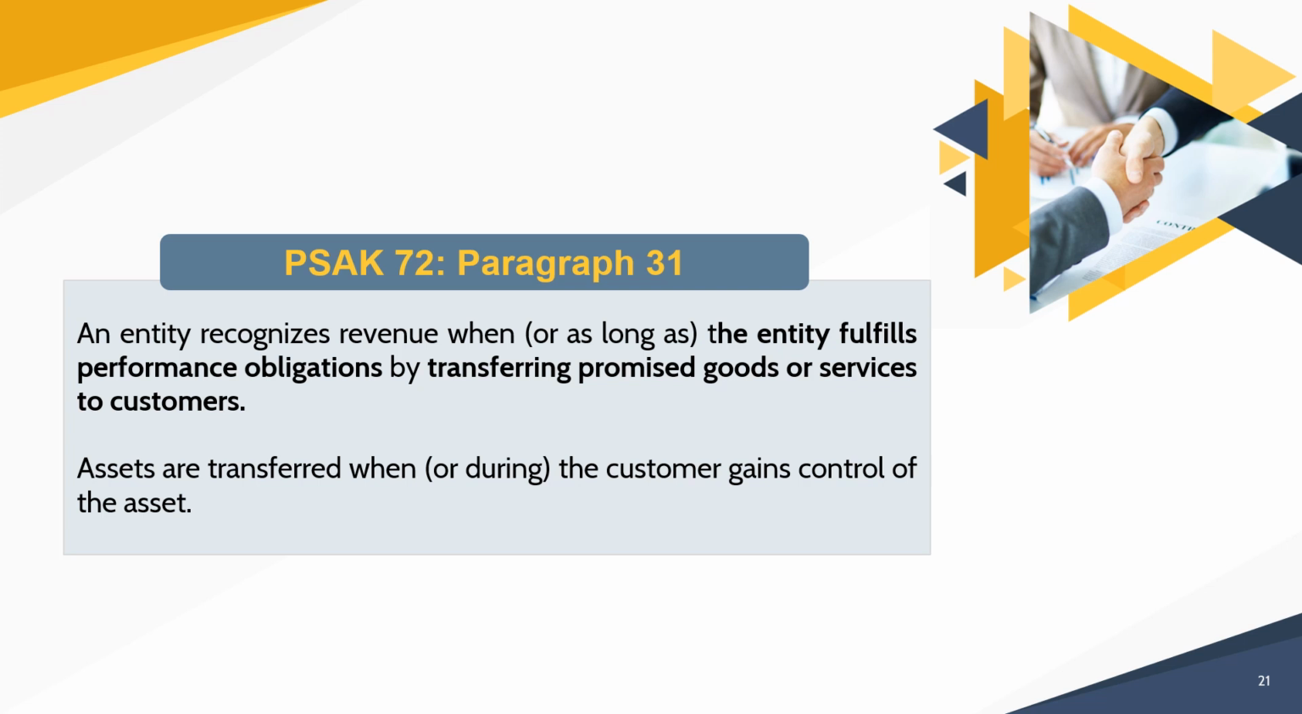According to paragraph 31 of PSAK 72, an entity will only recognize revenue when the entity fulfills performance obligations by transferring promised goods or services to its customers. Assets are transferred when the customer gains control of the asset.